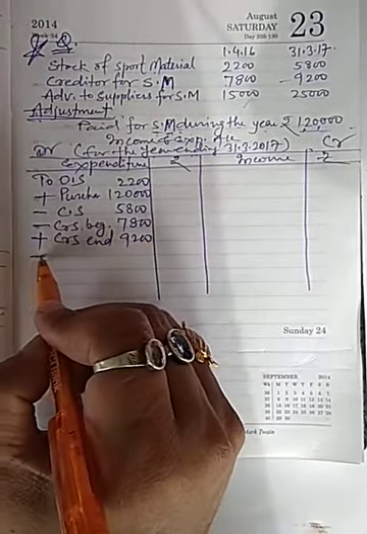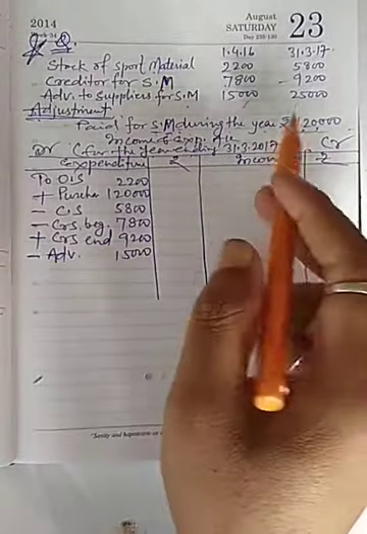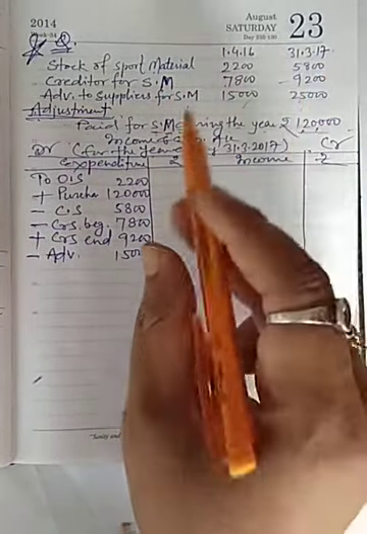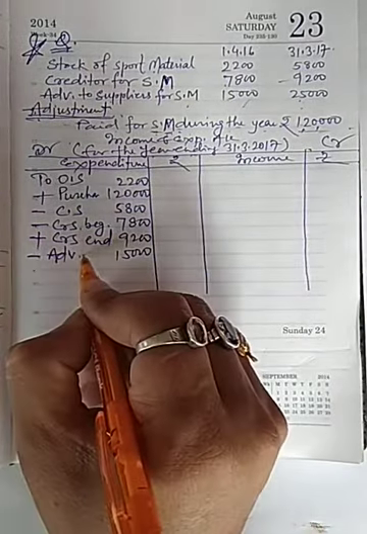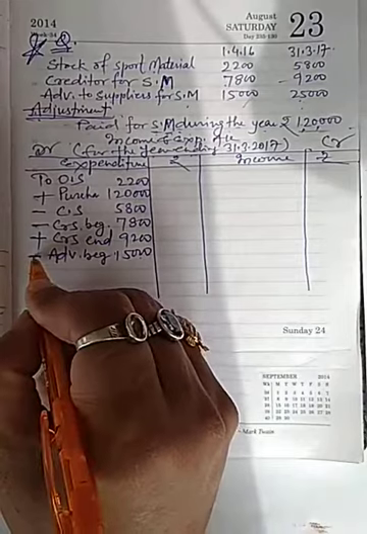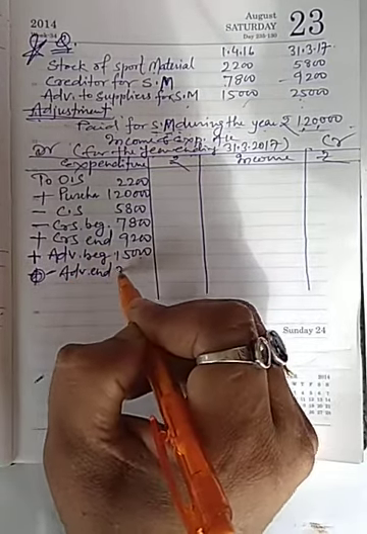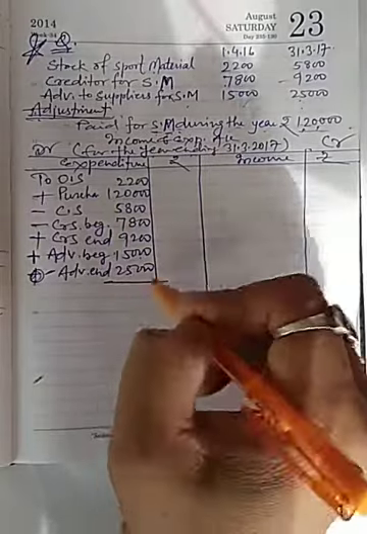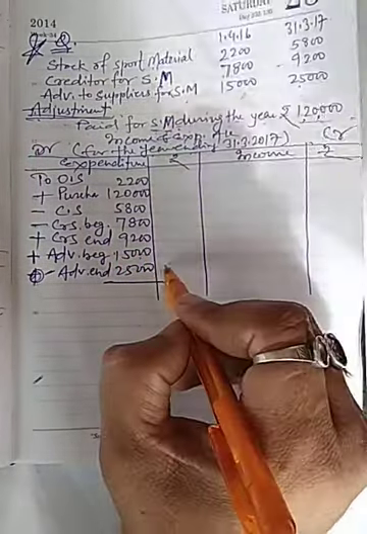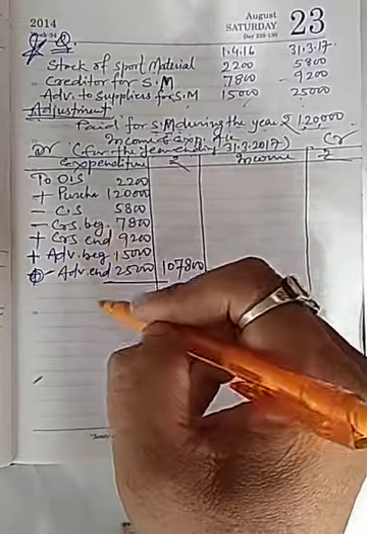And now advance is also given: at the beginning of the year 15,000, and the closing advance for sport material as at 31st March 2017 is 25,000. Advance at the beginning will be added and advance at the end will be deducted. So the total calculation will be 1,07,800. So it will be shown on the expenditure side.